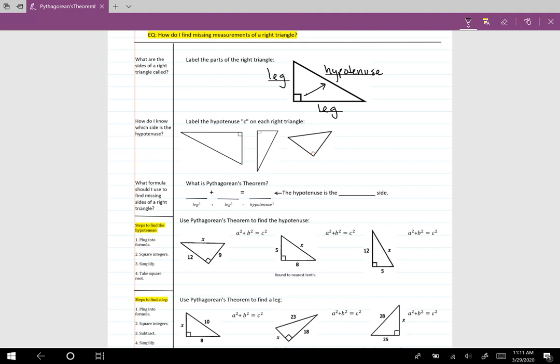So I'd like you to practice labeling the hypotenuse now. We're going to call it side C. How do I know which side is the hypotenuse? It's always the longest side. So here we're going to draw our arrow across from the right angle. This is the hypotenuse, side C. Take a moment to label side C on the next two triangles.